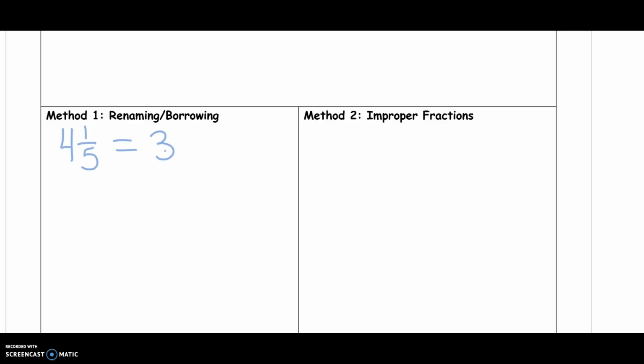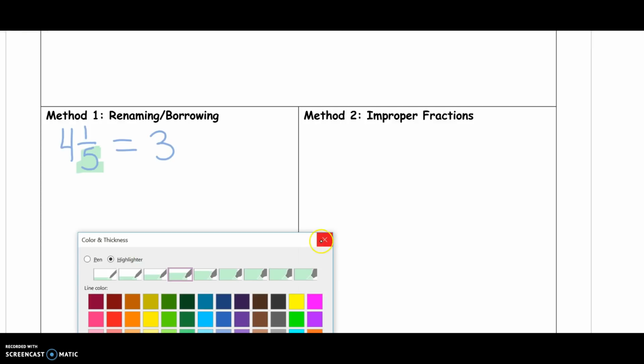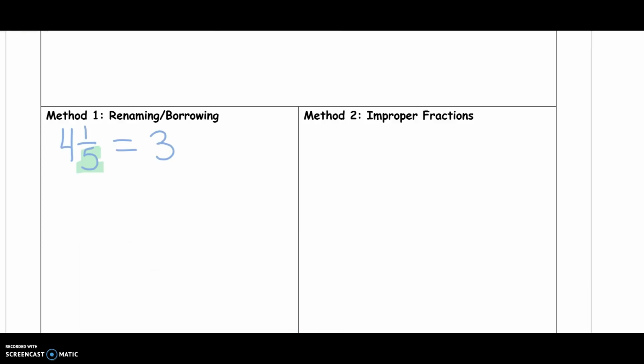So if we want to make a whole number written as a fraction, remember that a whole is written as any number over itself. For example, 2/2 is one whole, or 3/3, or 4/4, and so on. In this case, we want our denominator to be 5 because that's the denominator of the fraction that we have here. So to make a whole with a denominator of 5, we are going to write 5/5.